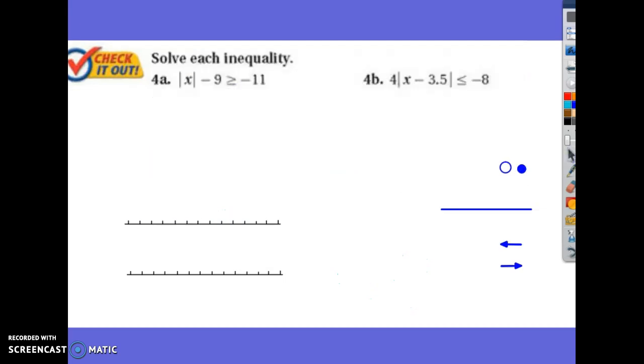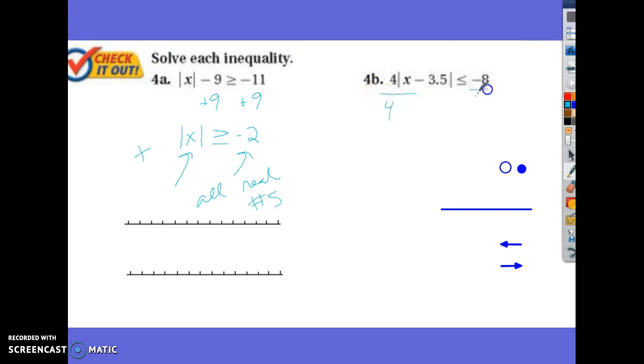Alrighty, let's go on. Here's our next one. We're going to start to do these here. Add 9, add 9. The absolute value of x is going to be greater than or equal to negative 2. Well, in this case, this is one of those tricky ones, those special cases, because the absolute value of anything is always going to be positive, so it's always going to be greater than negative 2. So this is actually true for any value of x because it's always going to be positive, which is always going to be greater than negative 2. So all real numbers.